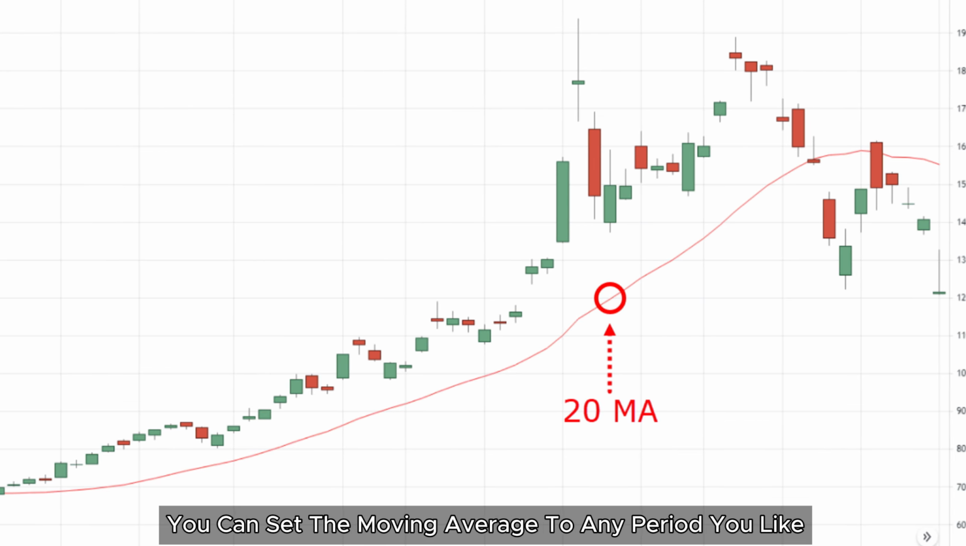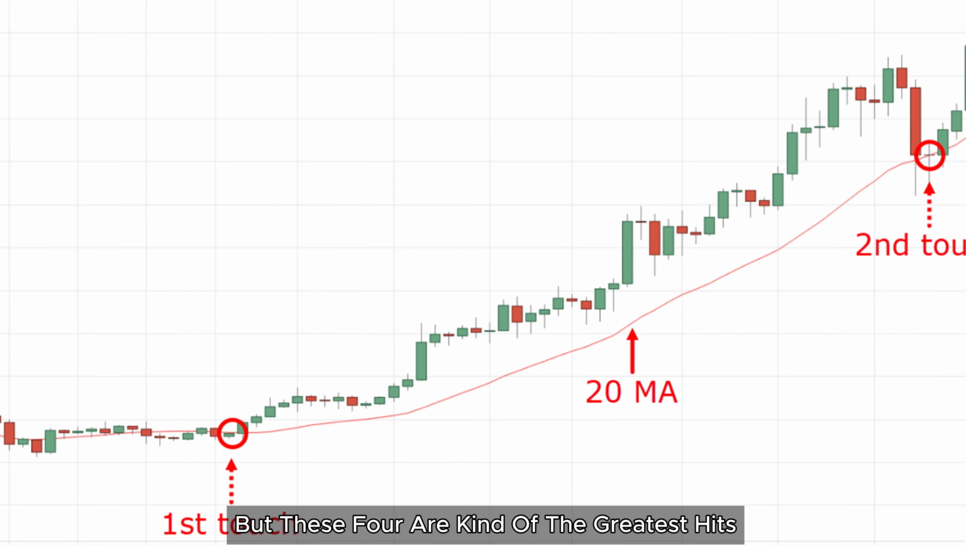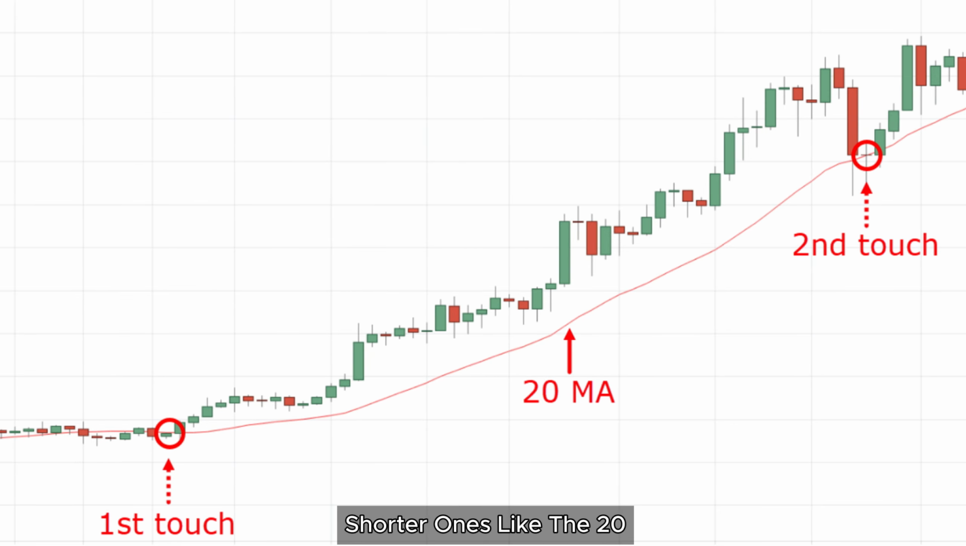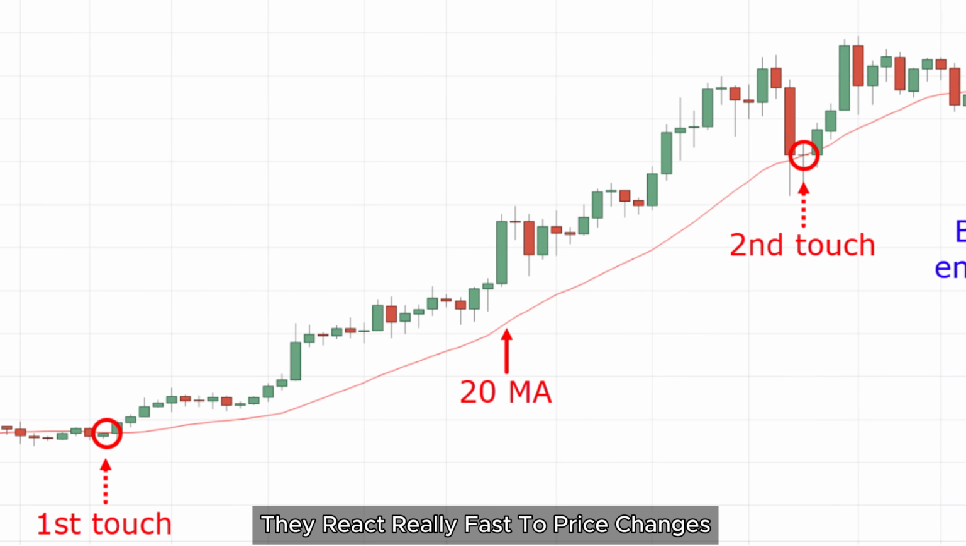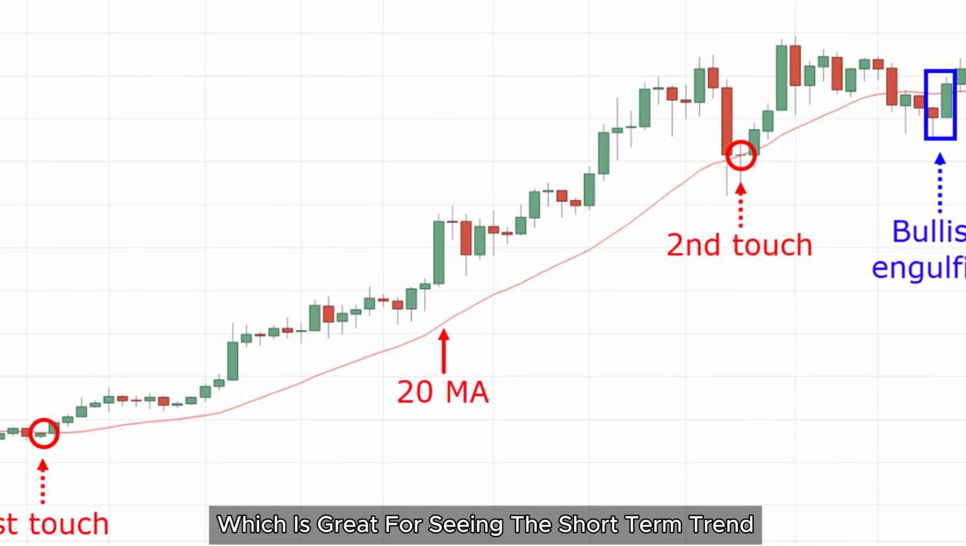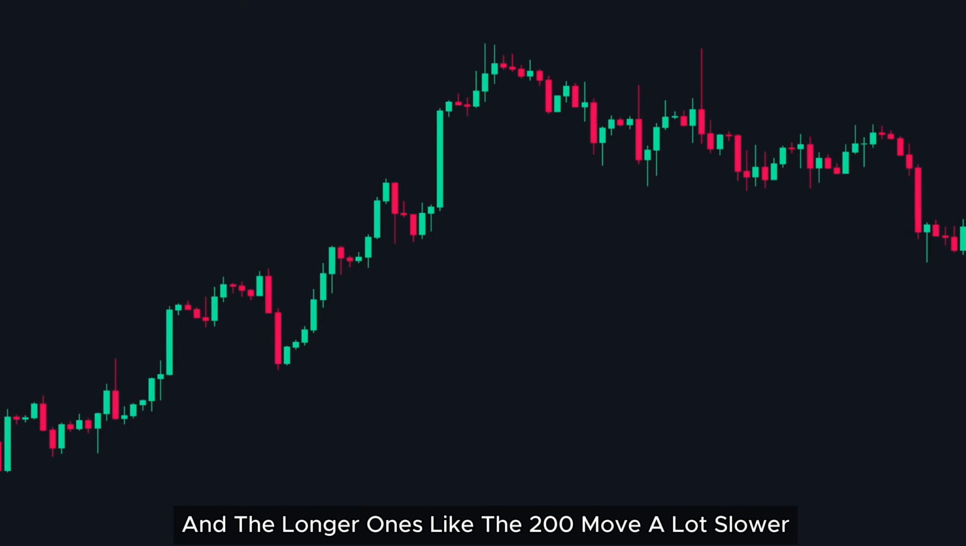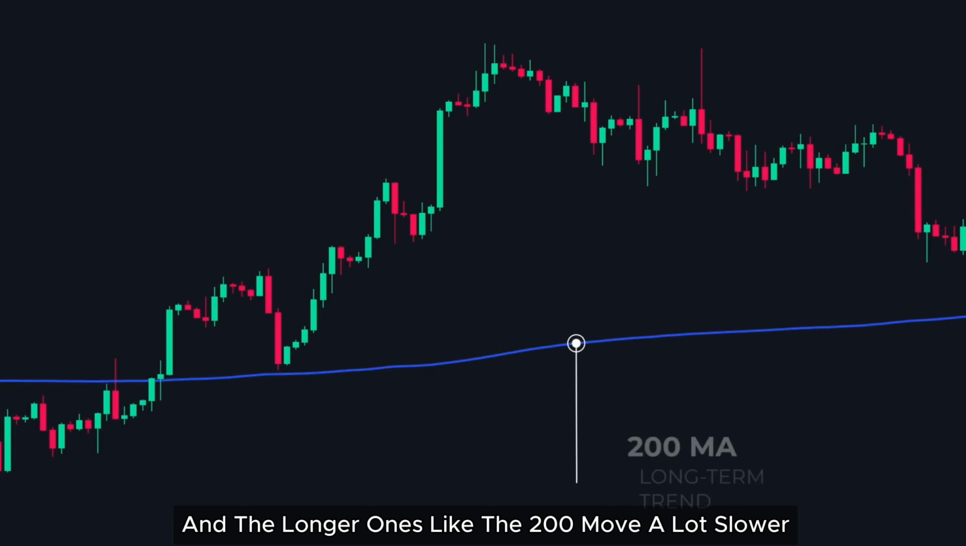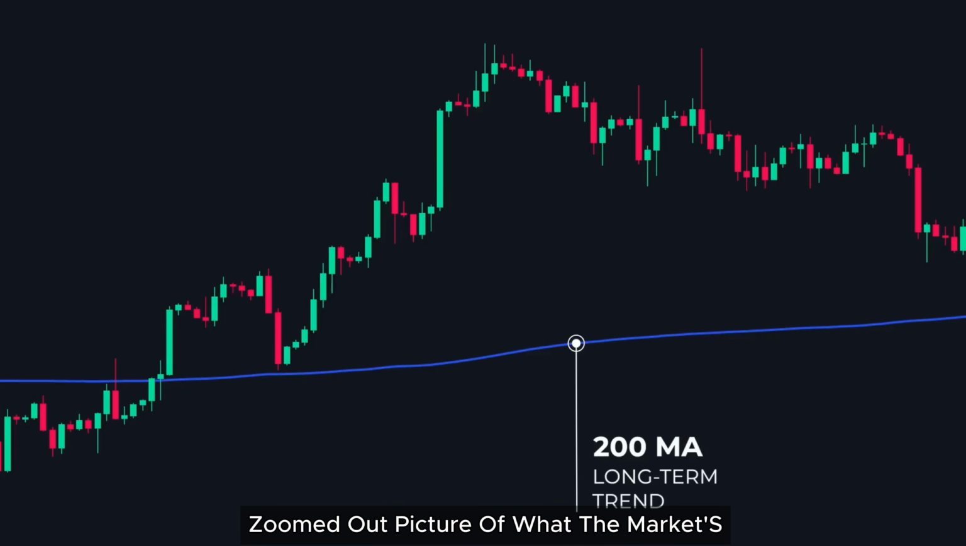Now, you can set the moving average to any period you like, but these four are kind of the greatest hits. Shorter ones, like the 20, react really fast to price changes, which is great for seeing the short-term trend. And the longer ones, like the 200, move a lot slower. They give you that big, zoomed-out picture of what the market's been doing for a long time.